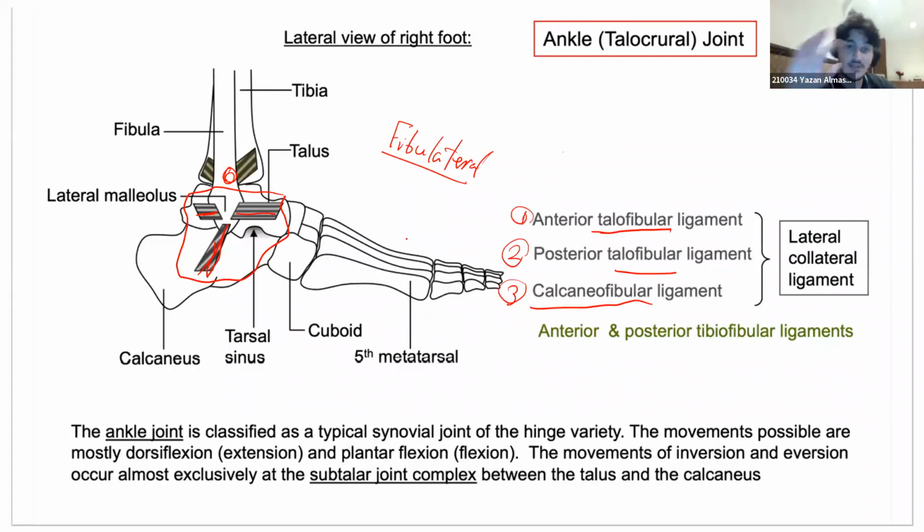And then we have the fibula. You're going to have the same names, except you're not going to have navicular. So you're going to have anterior talofibular, posterior talofibular, and calcaneofibular. There's no navicular, so just 3. And this collectively is known as the lateral collateral. Does that make sense?